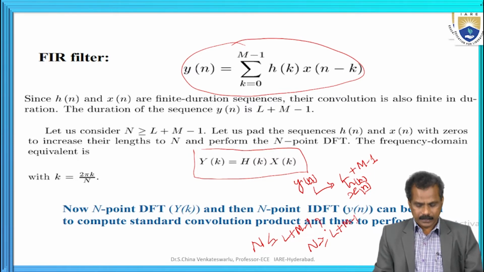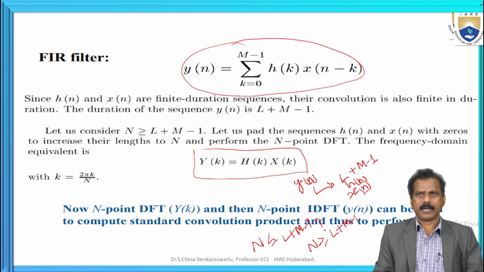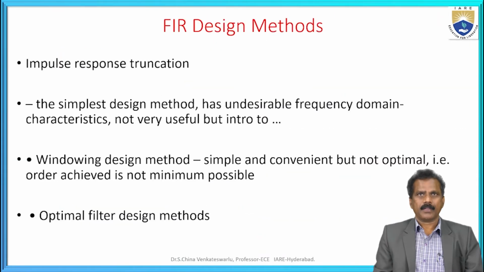Okay, like this. So we have to interpret this mathematically: the sequences h of n and x of n are padded with zeros to increase their length to capital N, and we perform the N-point discrete Fourier transform. After that, we expect the frequency domain equivalent, where Y of k is equal to H of k into X of k.